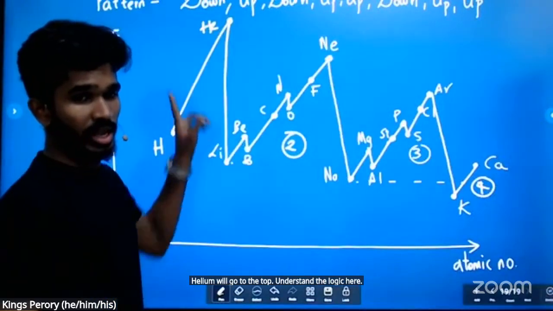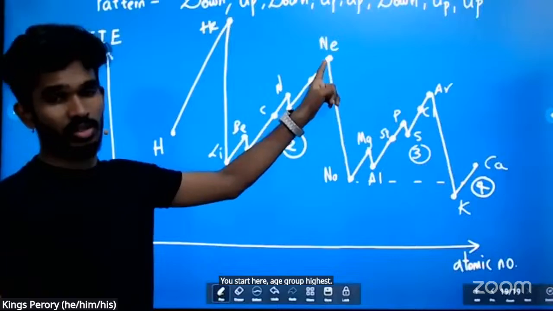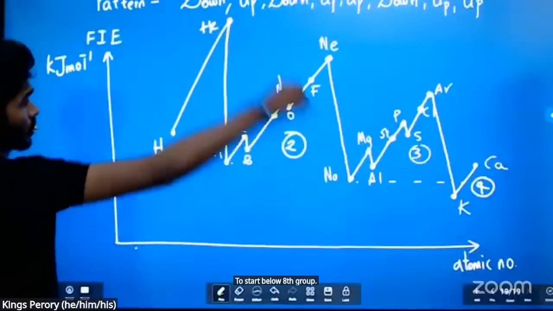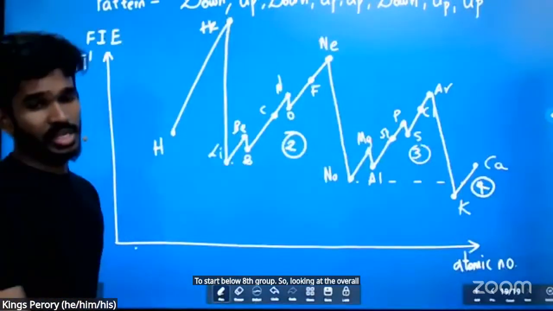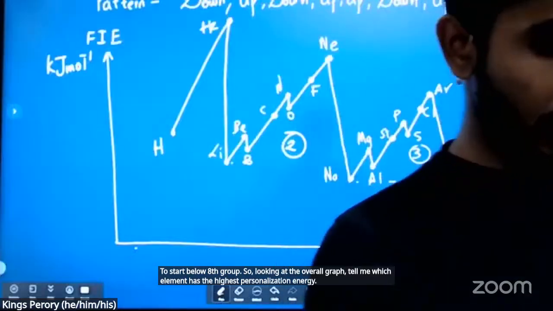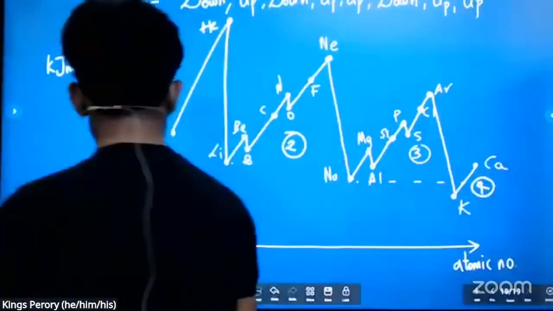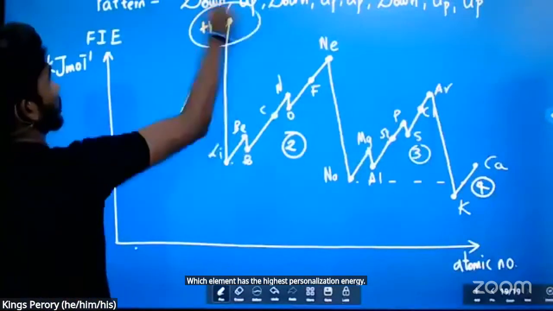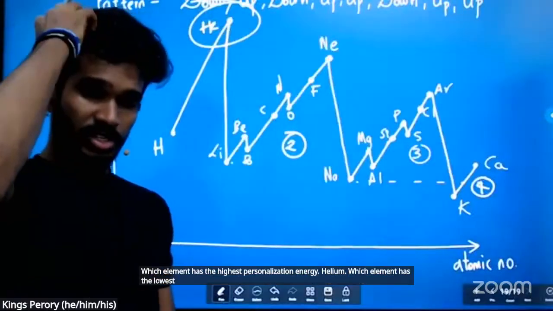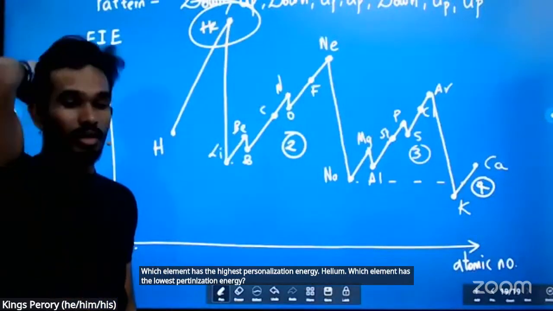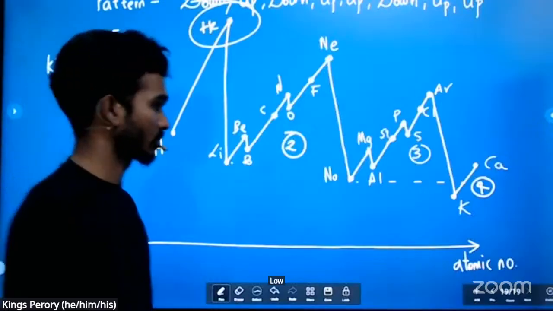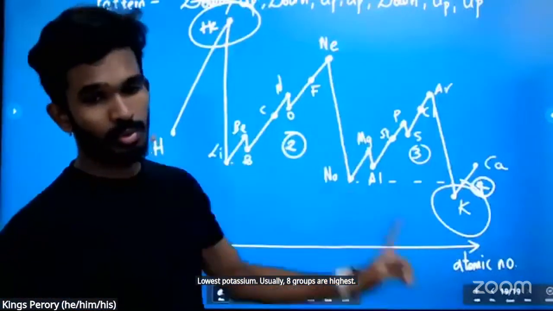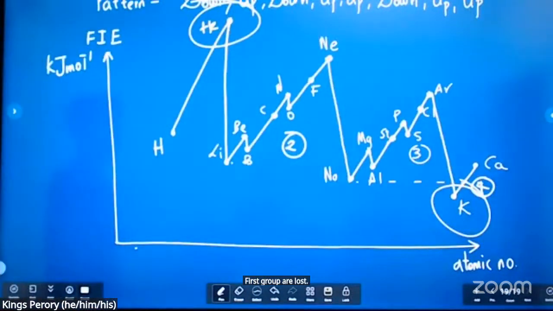You start here, 8th group highest. You start below, 8th group. So looking at the overall graph, which element has the highest first ionization energy? Helium. Which element has the lowest? Potassium. Usually 8th group elements are highest, first group elements are lowest.